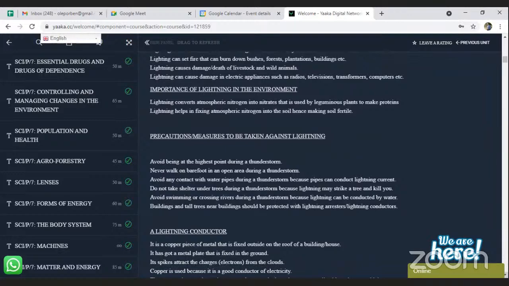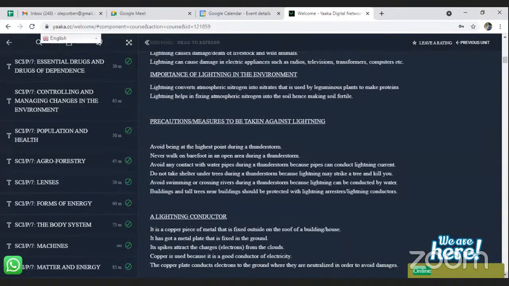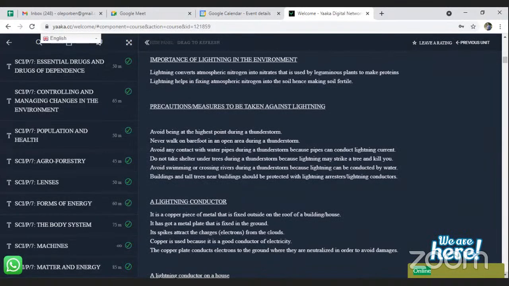Precautions or measures to be taken against lightning. If you don't want to be affected by lightning, what do you do? Avoid being at the highest point during a thunderstorm. Never walk barefoot in an open area during a thunderstorm. Avoid any contact with water pipes during a thunderstorm, because pipes can conduct lightning current. Do not take shelter under trees during a thunderstorm because lightning may strike a tree and kill you. Avoid swimming or crossing rivers during a thunderstorm because lightning can be conducted by water. And then buildings and tall trees near buildings should be protected with lightning arresters or conductors.